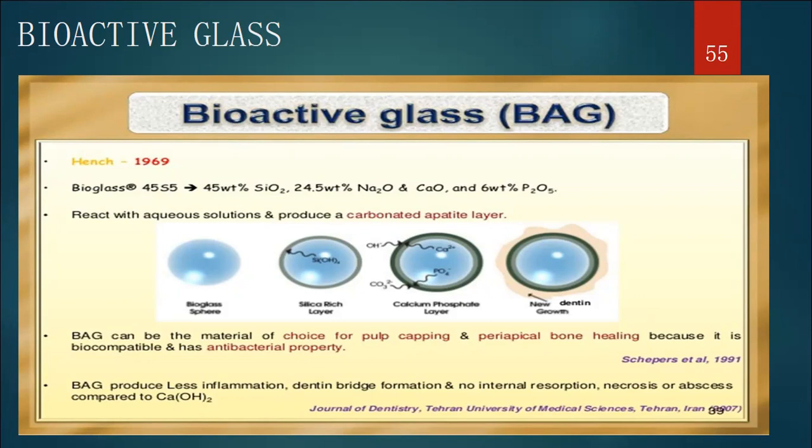It reacts with aqueous solution and produces a carbonated apatite layer. Bioactive glass can be the material of choice for pulp capping and periapical bone healing because it is biocompatible and has antibacterial properties. BAG produces less inflammation, dentine bridge formation, and no internal resorption, necrosis or abscess compared to calcium hydroxide.